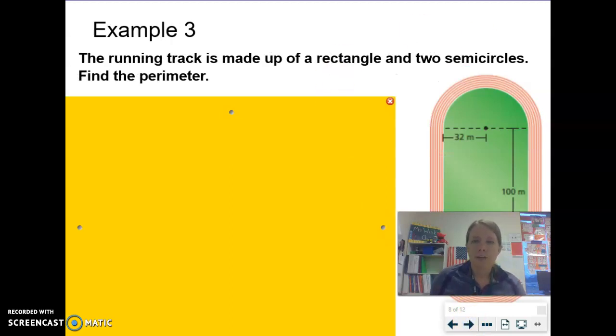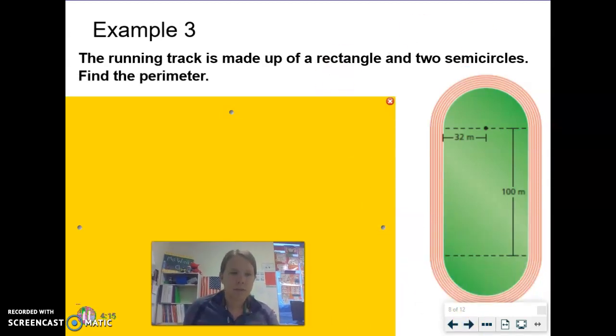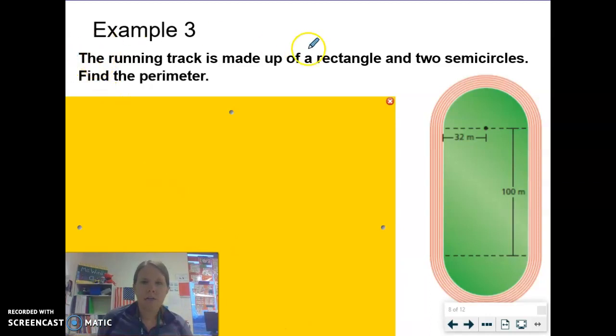All right, so this next one, I'm going to try my best to kind of move myself around here. So your next one here, it says the running track is made up of a rectangle and 2 semicircles. I need to find the perimeter. So this time I'm given a rectangle and I'm given 2 semicircles.